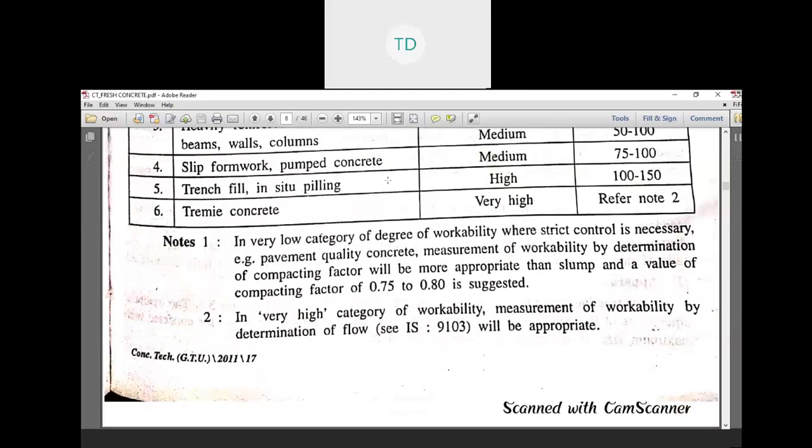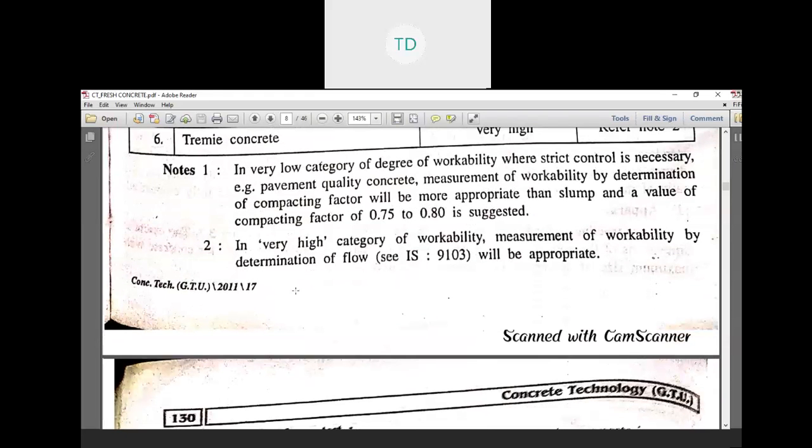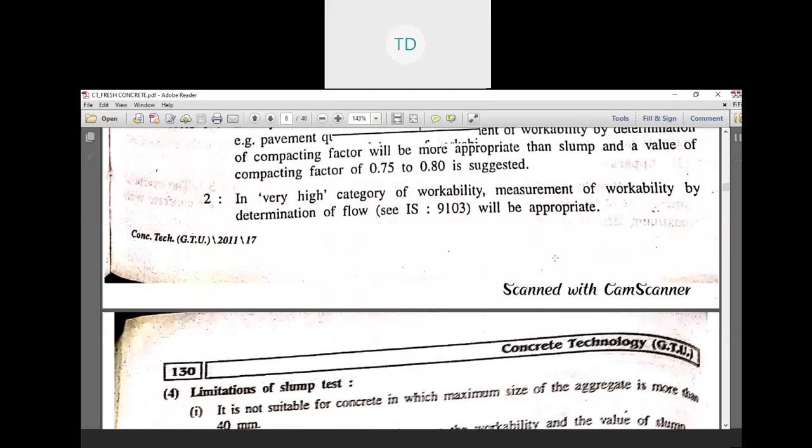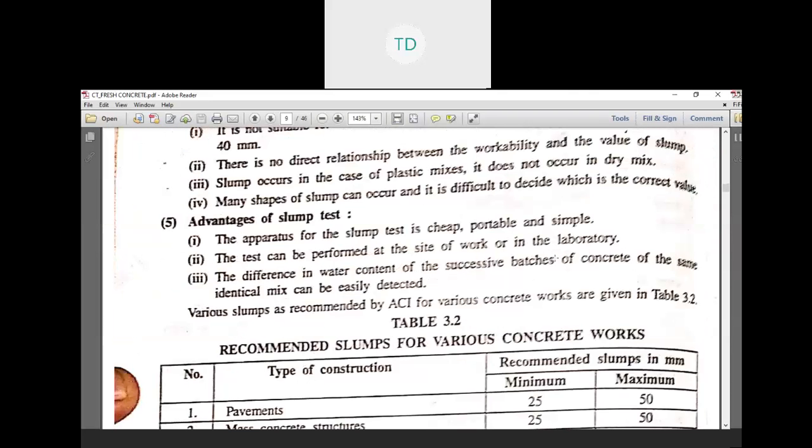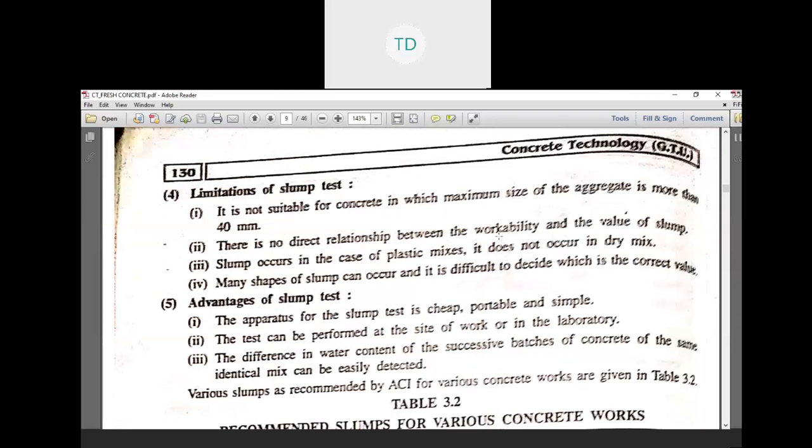In the very low category, note 1: in the very low category of degree of workability, strict control is necessary. The second one is in the very high category of workability, where measurement of workability by determination of flow will be approved by IS 9103. There are some limitations of the slump test. First, it is not suitable for concrete in which the maximum size of aggregate is more than 40 mm. Second, there is no direct relationship between the workability and the value of slump.